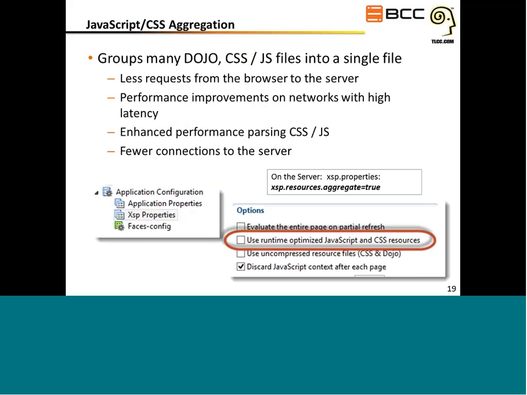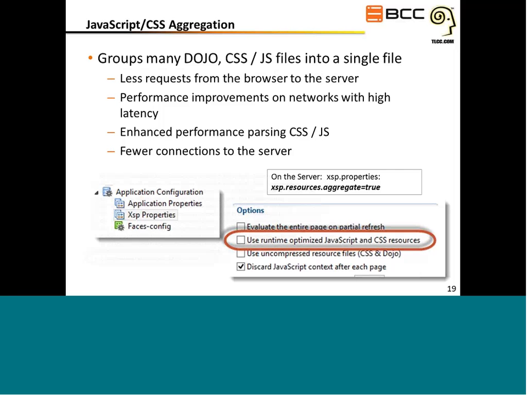You can set it application-based. It's in the XSP properties. It may be a little bit different on 8.5.3, I guess. This is a picture from Domino 9, but the settings are all the same. You will find the option to use runtime optimized JavaScript and CSS resources, which you have to check application-based. If you want to do it server-wide, you can put an additional line into the XSP properties file on the server: xsp.resources.aggregate=true, and you have this setting enabled for all your applications.